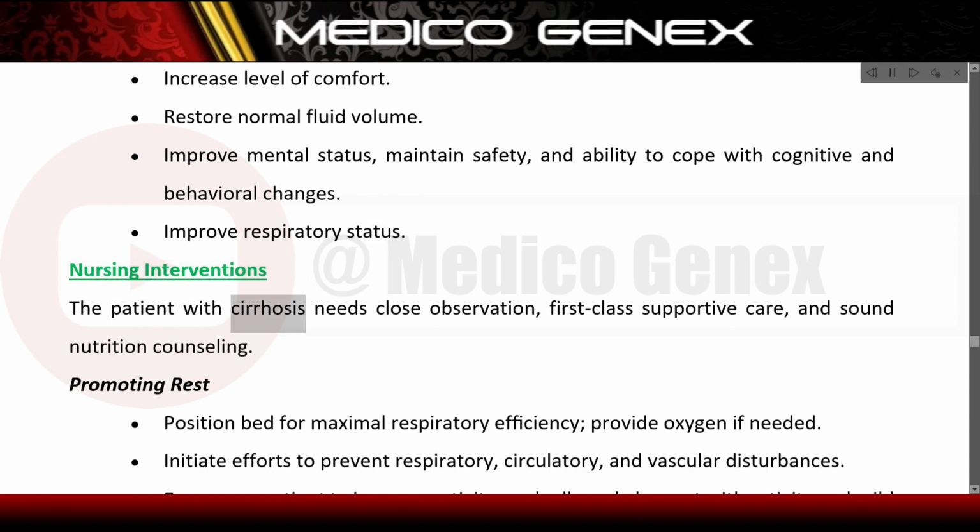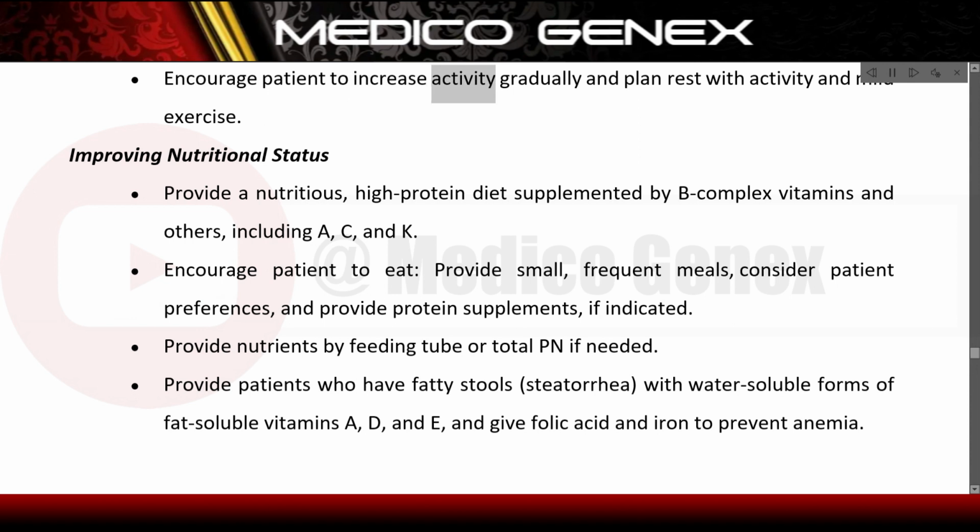Nursing interventions. The patient with cirrhosis needs close observation, first-class supportive care, and sound nutrition counseling. Promoting rest. Position bed for maximal respiratory efficiency, provide oxygen if needed. Initiate efforts to prevent respiratory, circulatory, and vascular disturbances. Encourage patient to increase activity gradually and plan rest with activity and mild exercise.